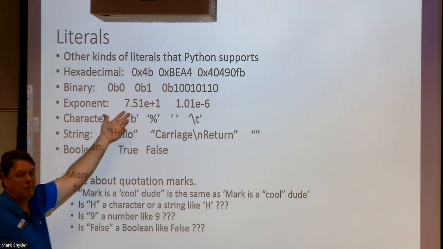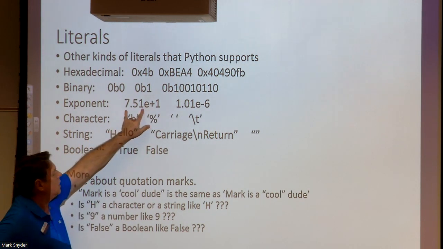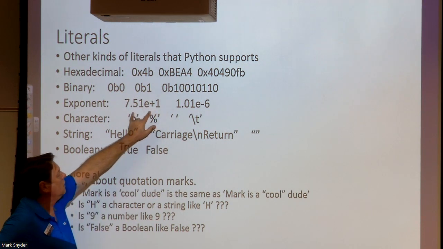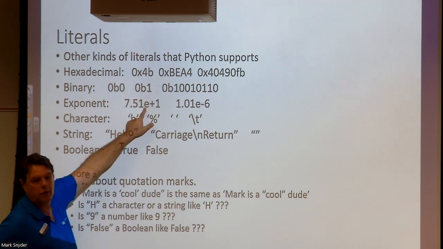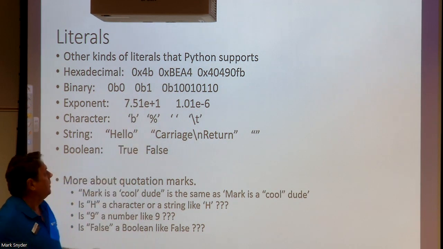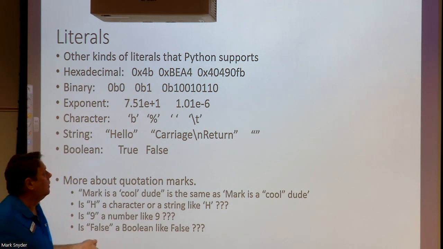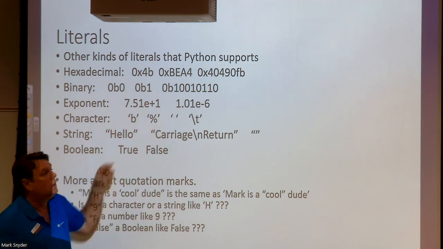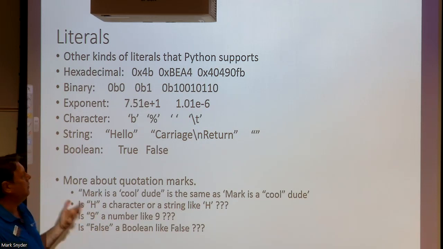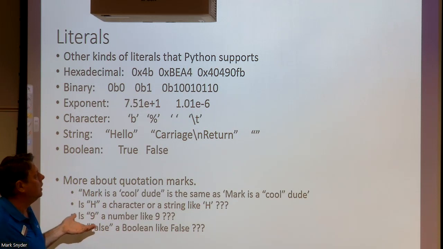No, we don't see that really in math. But what this means is take this number, and the +1 says move the decimal point 1 to the right. So really that expression means 75.1. Well, why didn't I just type 75.1? Well, I could, but that's another way to write it. It looks ugly, but if you know how that E+1 syntax works, it means something.